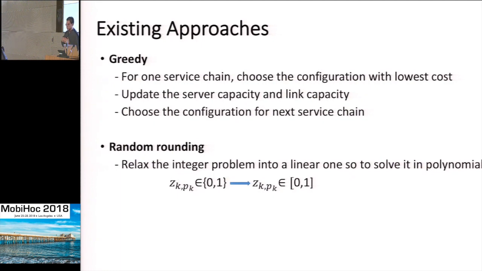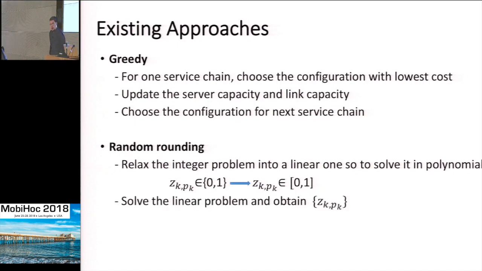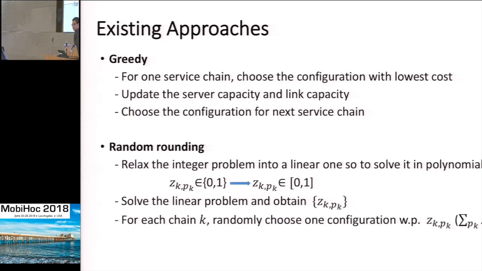So the idea basically is to relax the integer problem into a linear programming problem, so you can solve it in polynomial time. That is, instead of picking certain configurations, where either you select it or you don't, you say fine, I can relax it, and I solve this linear problem to obtain these solutions. This is what I call the fractional solutions.